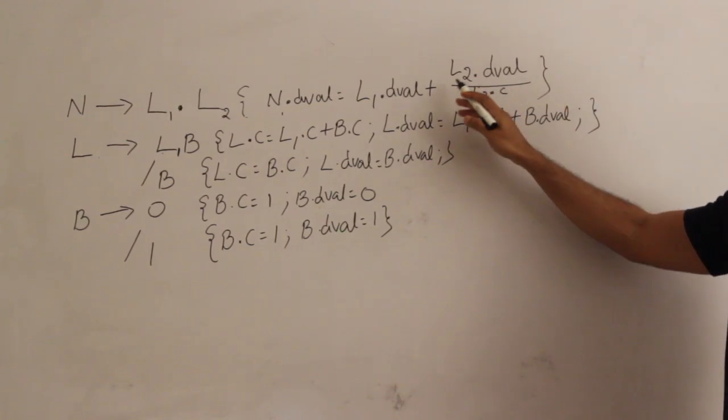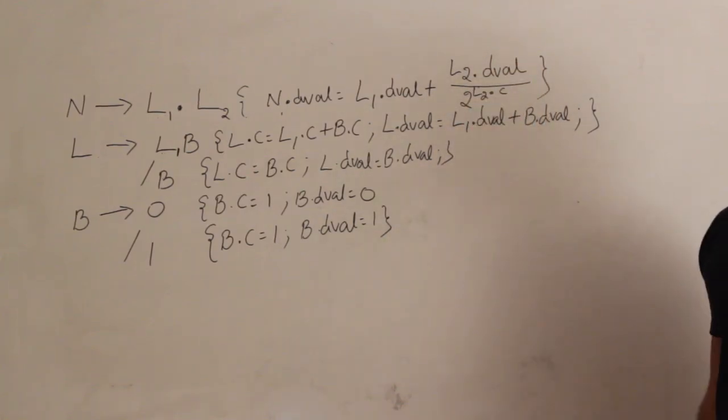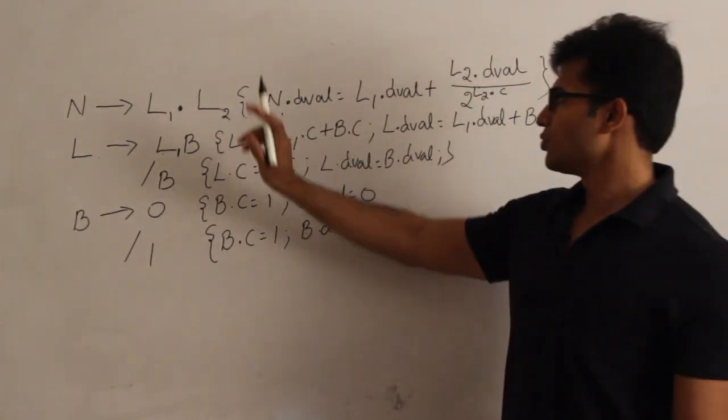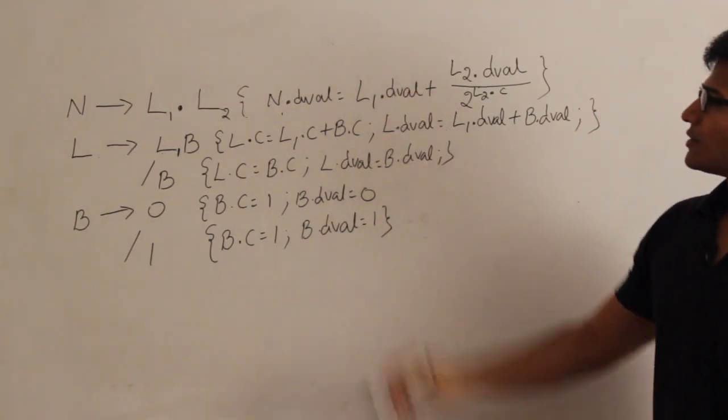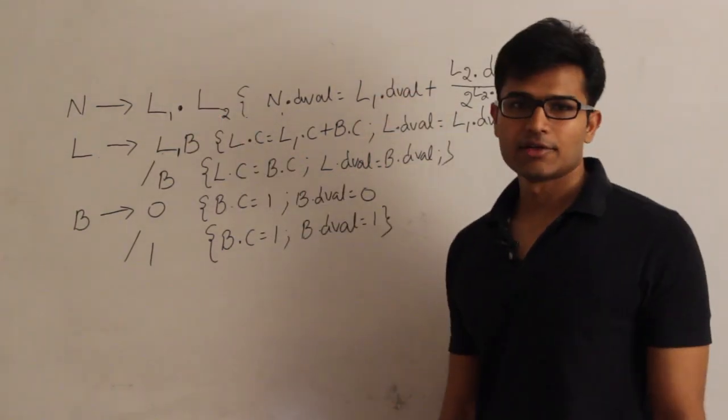The reason is this number is going to be the fractional part which is equivalent to L2, and this number is going to be the decimal part which is equivalent to L1. That is how we get it.